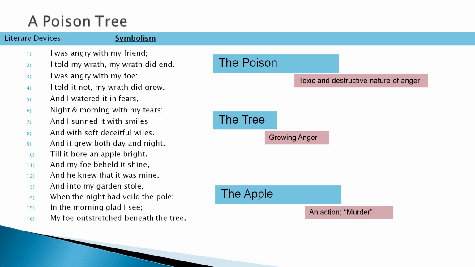So the apple in Blake's poem certainly glimmers with biblical association of temptation. After all, it tempts the speaker's enemy to his garden and corruption. The apple is the fruit of the speaker's wrath in the poem.